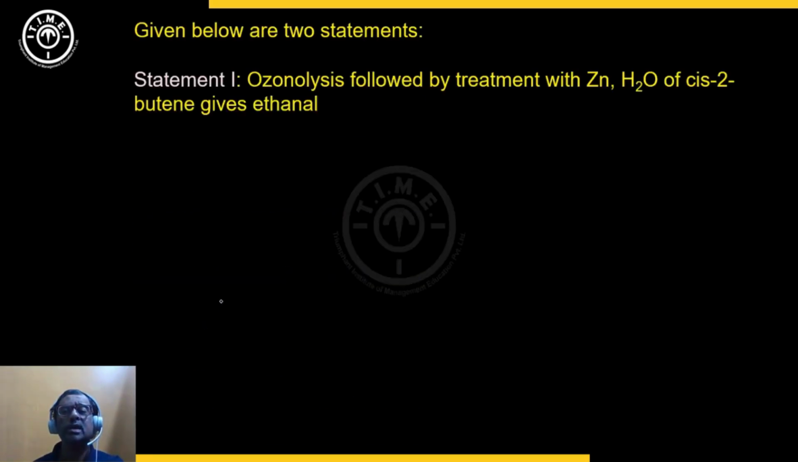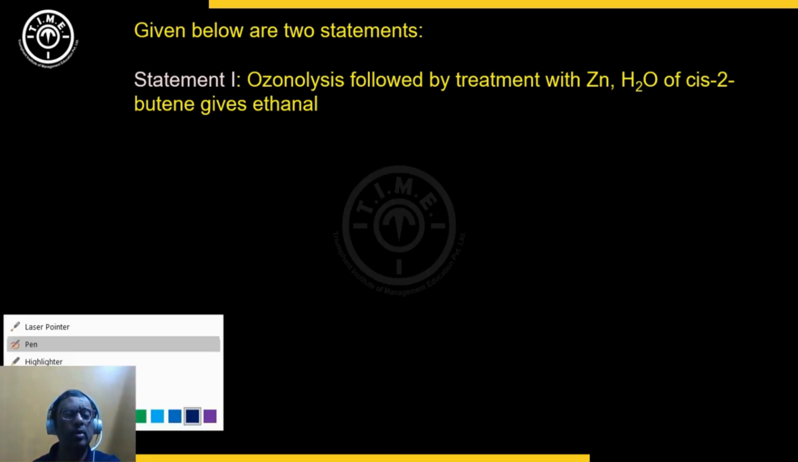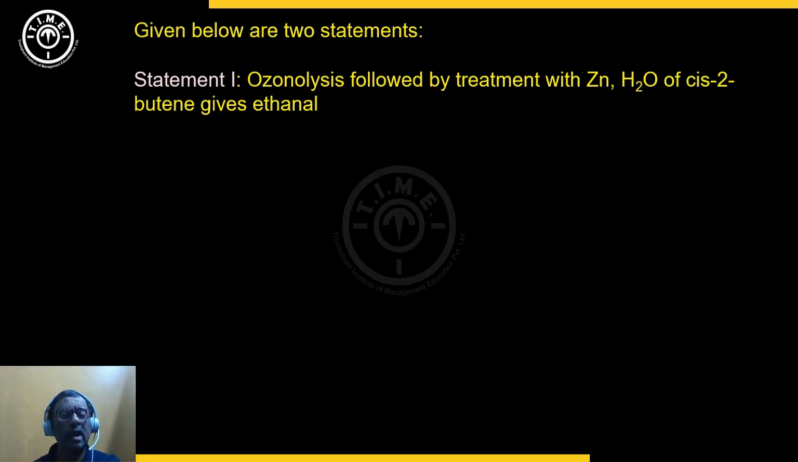Now, ozonolysis followed by treatment with zinc water of cis-but-2-ene gives ethanol. Yes, let us check. Cis-but-2-ene. So C double bond C, right? Cis means carbon, carbon, hydrogen, hydrogen.